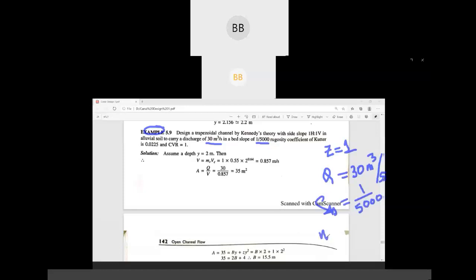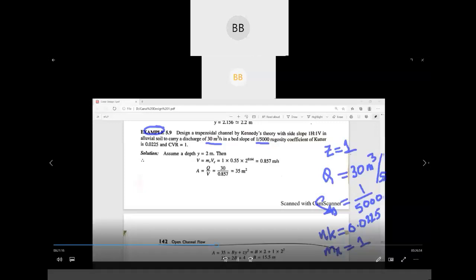Then nk is given. Coefficient of cutter, that is 0.0225. Okay. So these are the given things, and mr, or you can say critical velocity ratio, is given 1. Okay. So if you remember the steps, our first step is that we have to assume a depth of flow. We all know it's a trial and error method. So in the first step, we have to assume a depth of flow. Okay. So in first case, we have assumed 2 meter.